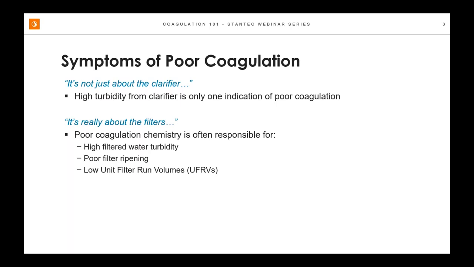So if your coagulation chemistry is off, that's most likely what's causing high filtered water turbidity or long filter ripening times, early breakthrough, or just general low unit filter run volumes. So how much water is produced out of your filter in a given filter run. Especially with the 0.3 NTU limits that our regulations have, and our 0.1 NTU targets like the Partnership for Safe Water has, you have to be bang on with the coagulation to meet those. So we're going to talk a lot more about filters than we are about clarifiers today.